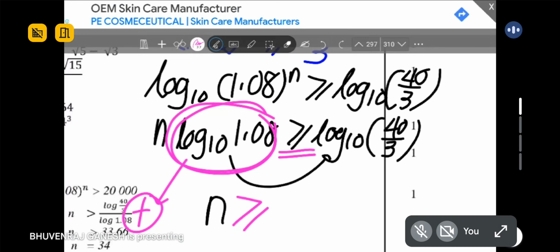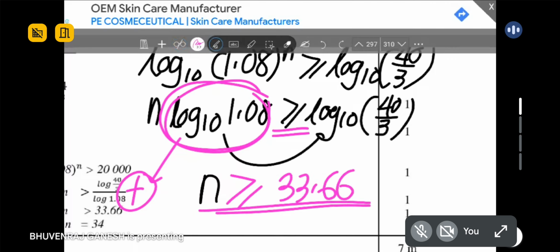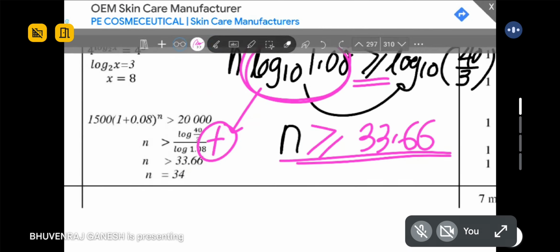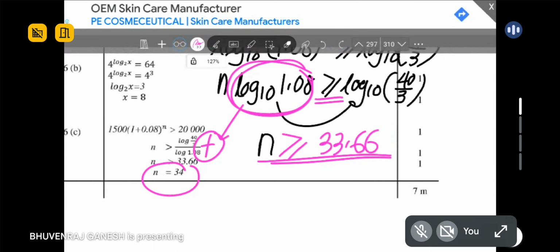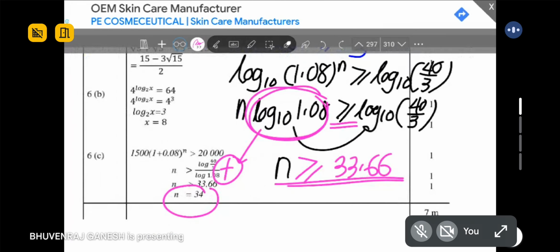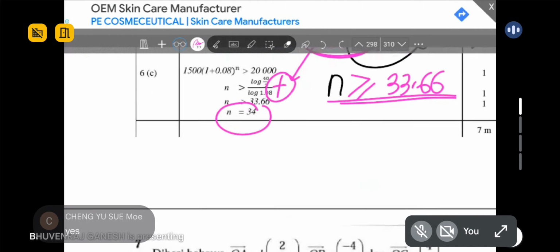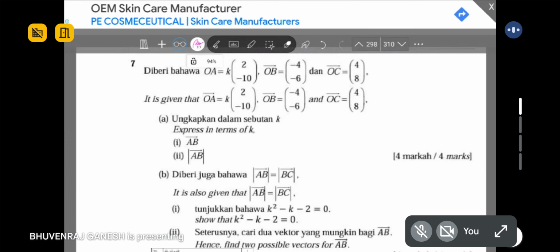Log 40 over 3 over answer. So you should get 33.66. Okay, so final answer, you just say 34 lah guys. Okay, jawapan akhir is 34 because you round off, bundarkan. Alright, understand guys? Question 6, faham? So question 6 is 7 marks, 7 markah. So quite easy to score lah. Senang untuk score. Okay, alright, next one.